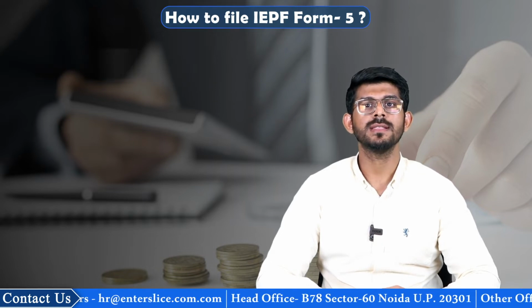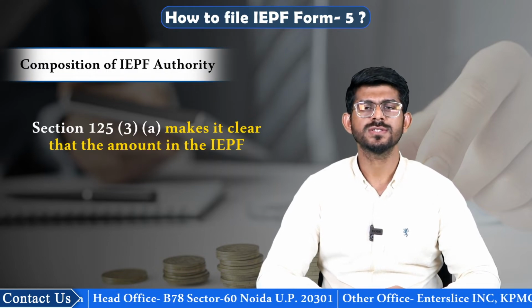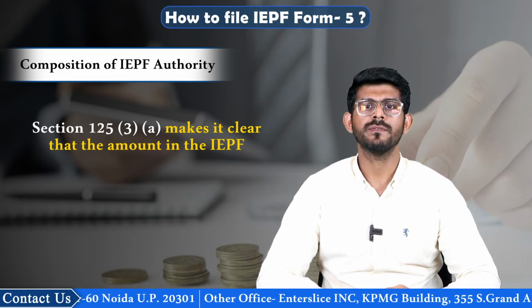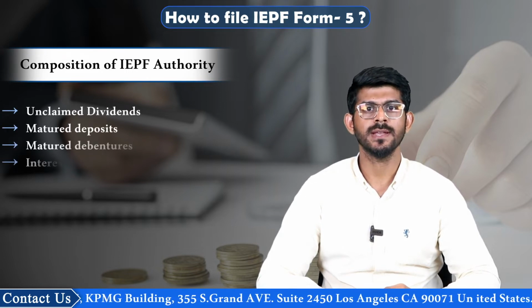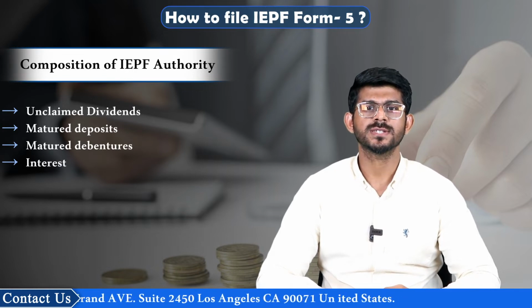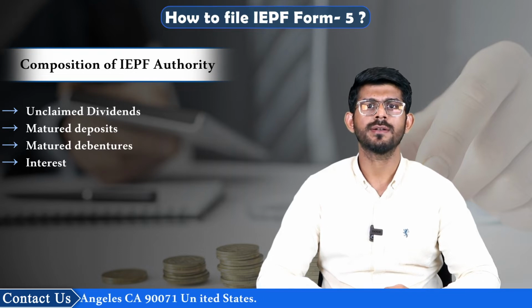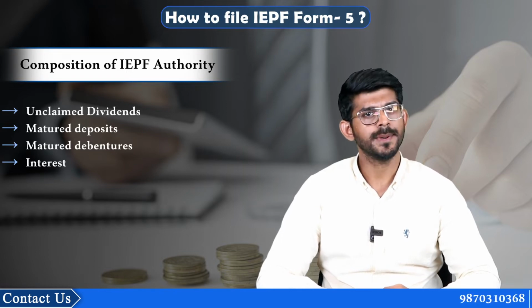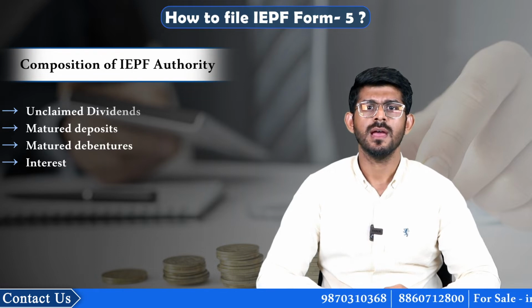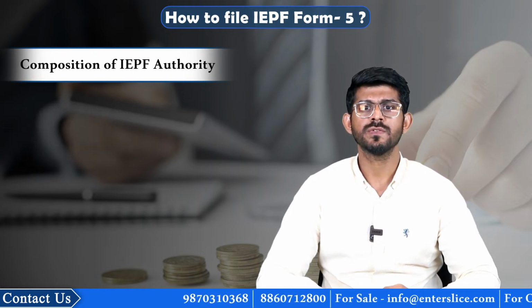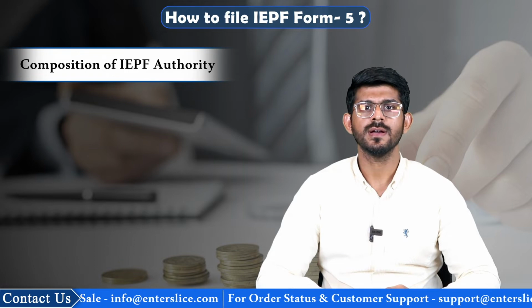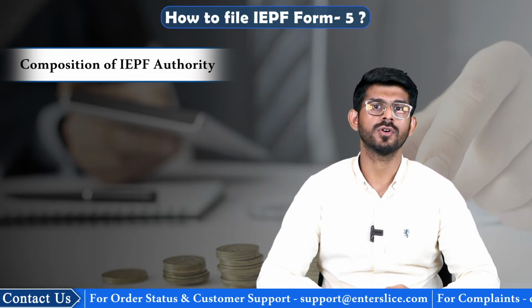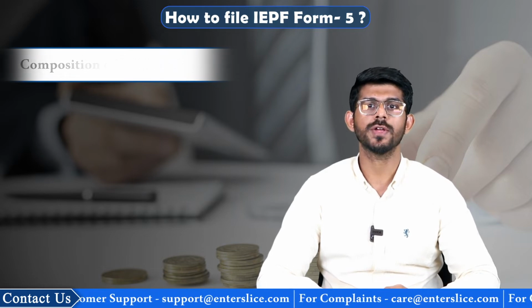Now, we will discuss what are the eligible amounts for refund. Section 125 Clause 3 Subclause A makes it clear that the amount in the IEPF shall be eligible for the fund in the case of unclaimed dividends, matured deposits, matured debentures, and interest. Apart from the previously mentioned amounts, the Investor Education Protection Fund Authority Accounting, Audit, Transfer and Refund Rules 2016 also states that any person whose shares, unclaimed dividend, matured deposits, matured debentures, application money which is due for refund, sale proceeds of the fractional shares, and redemption proceeds of the preference shares is due for a refund are eligible to file the form with the IEPF authority along with the requisite documents and submission of required fees with the authority.